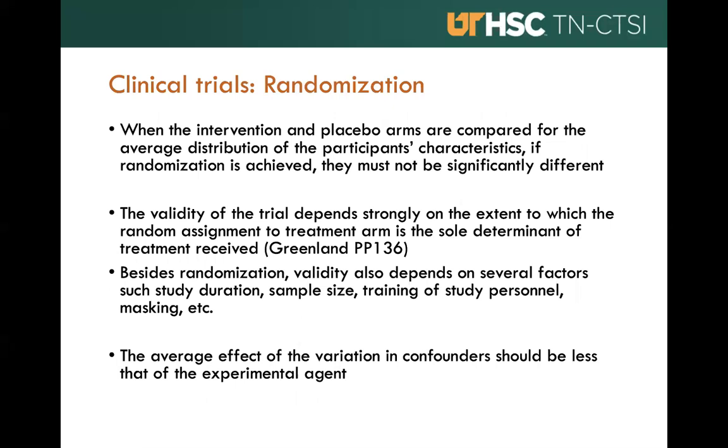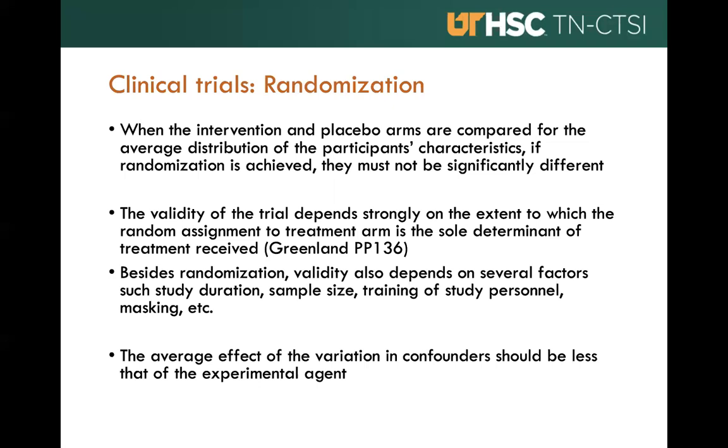So when the intervention and placebo arms are compared for the average distribution of the participant characteristics, if the randomization is achieved as planned, there must not be a significant difference between the compared groups, except by chance alone. And usually the difference due to chance should be very small. And if randomization has been achieved, there must not be differences in the participant characteristics between the intervention arm and the control arm.